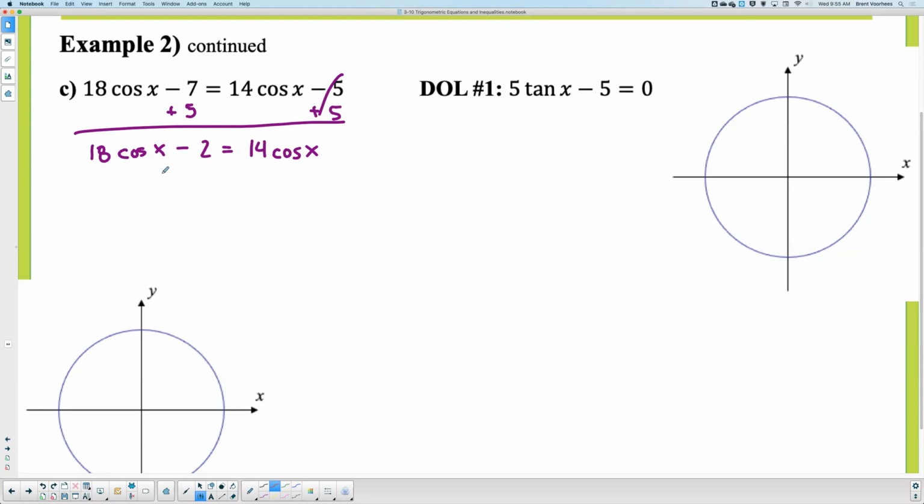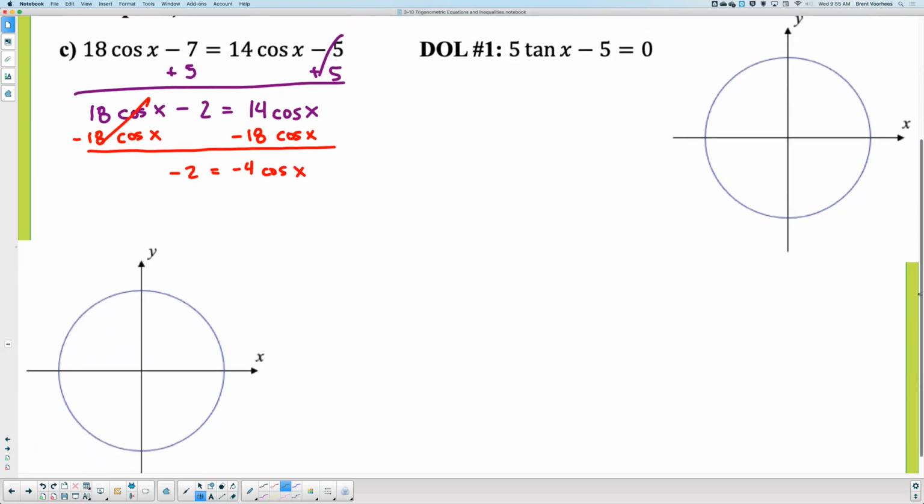How about this? How about we subtract 18 cosine x? Because these are like terms. Now, I'm doing it this way just because we just moved the 5 over. Otherwise, we're going to move that 2 right back across. So when I subtract those cancel, they're opposites. And what I'm left with is negative 2 equals negative 4 cosine x. Okay, and so now what would we do? Divide by negative 4. Good. When we divide by negative 4, we're left with, what's that become?